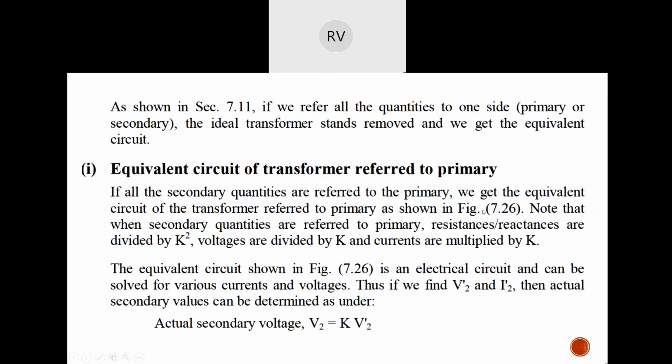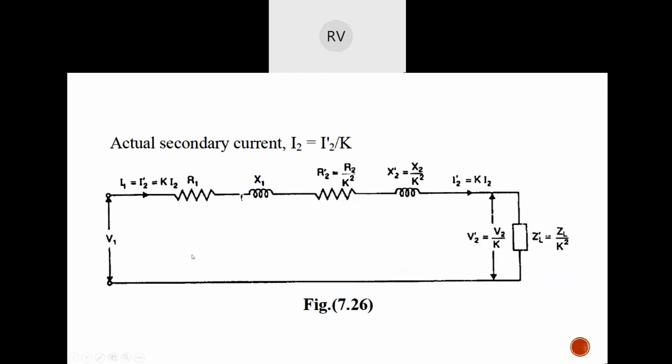Now, because of all these things, what will happen? Let us see. Note that when secondary quantities are transferred to the primary, the resistances and reactances are divided by K square, while the voltages are divided by K and currents are multiplied by K. Right? We know all these things. We have already discussed this in detail. So we are just representing the total circuit referred to the primary.